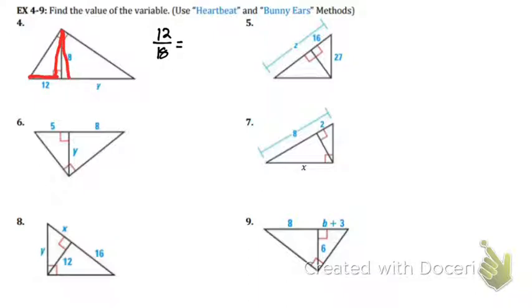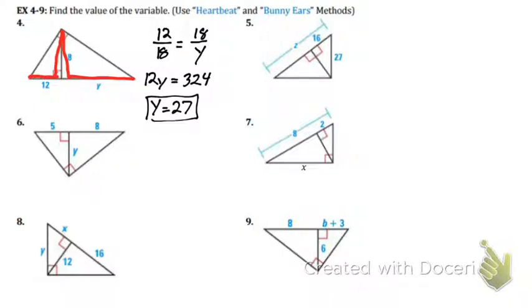It is still 18 over y. That's so much easier. Wait, what? All right, so we are going to have 12y is going to equal 18 times 18, which is 324. And we're just going to have y equals 27.